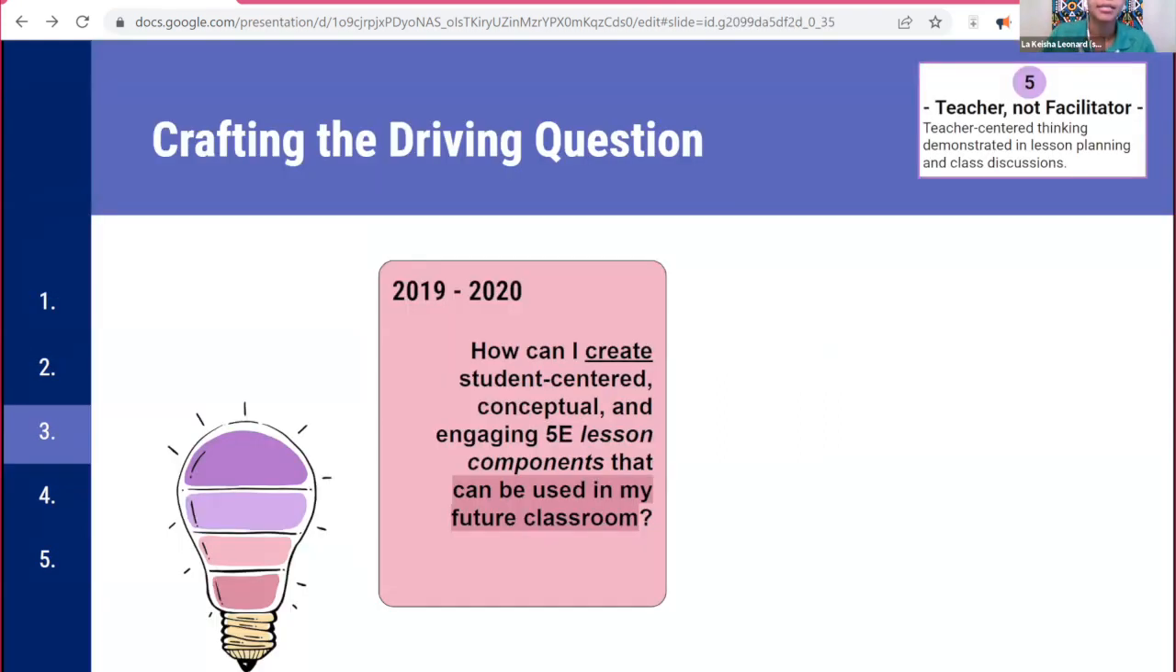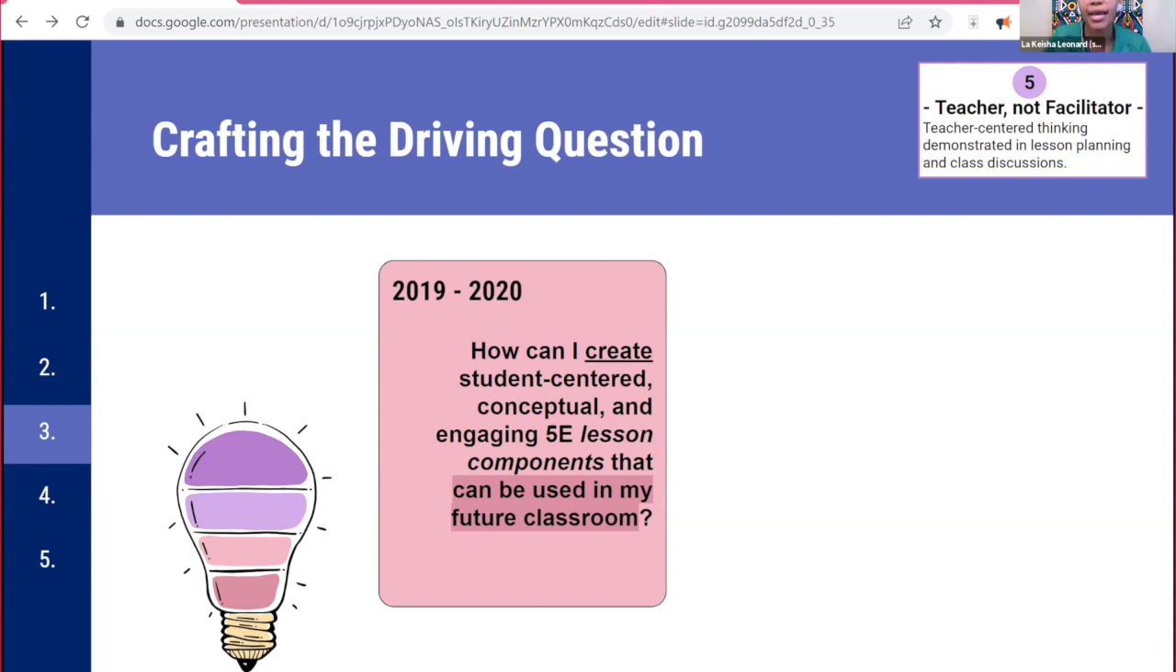So as far as the driving question, I started this in fall 2019, my first time teaching the course. And so this was my driving question. How can I create student-centered, conceptual, and engaging 5E lesson components that can be used in my future classroom? So that kind of worked out for a little bit. I will explain what I mean by lesson components on the next slide.